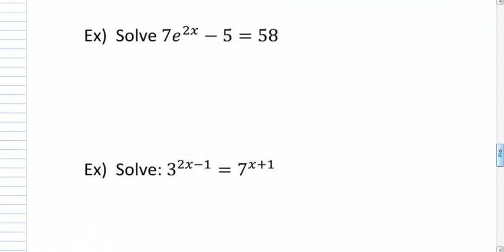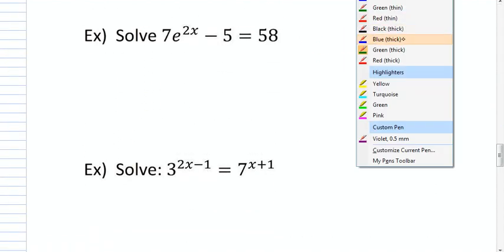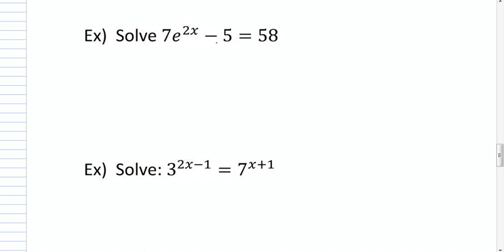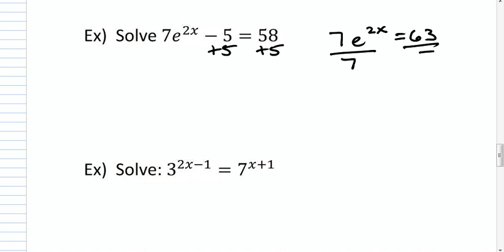The next one is an example where you would have to isolate first, because notice you have 5 on this side, so you got to get the 5 over there. So you get 7 e to the 2x equals 63. You also have to divide by 7, so that it's just e to the 2x equals 9. So notice the base and the exponent are isolated.